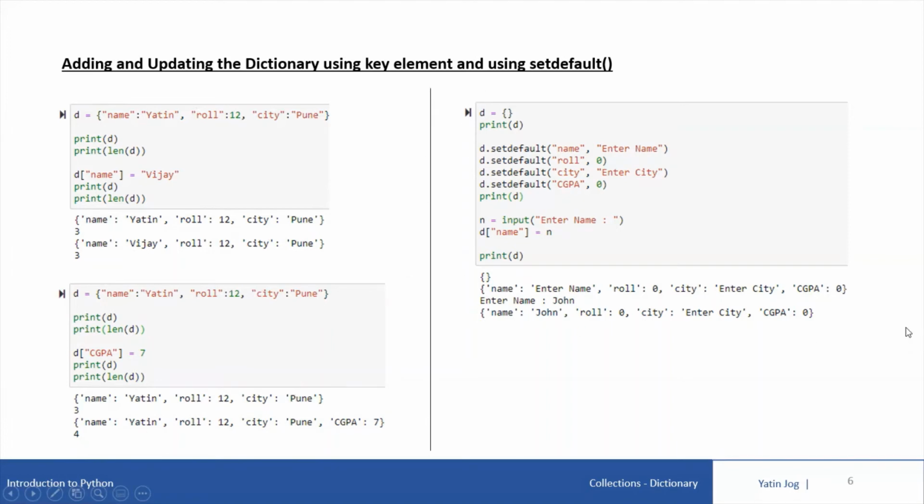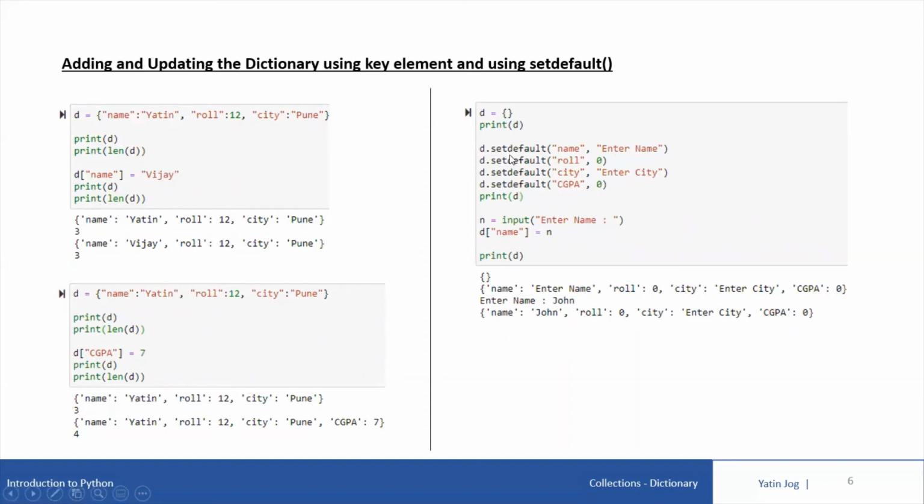Now look at this third code. We are going to discuss how to use the setdefault method. As I say, setdefault is a dictionary method. We have to use setdefault with a dictionary object. So initially I am declaring an empty dictionary, D equal to empty brackets. If I say print D, it will print empty brackets, an empty dictionary.